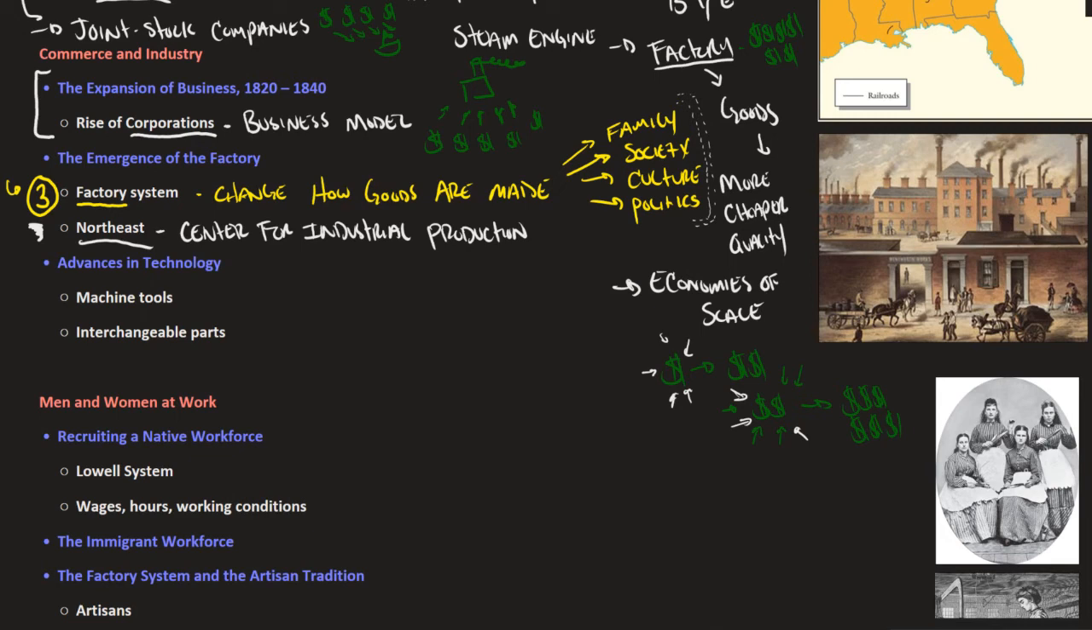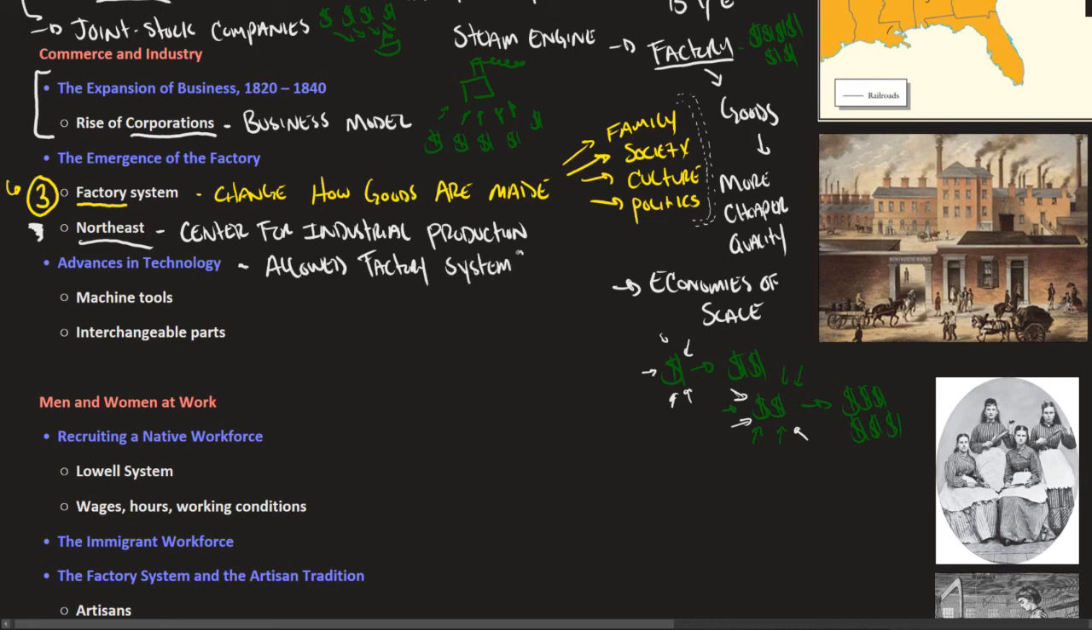Now, a couple of things allowed for the factory system to flourish in the United States. So we'll go ahead and call this advances in technology. We'll say this allowed factory system to flourish.